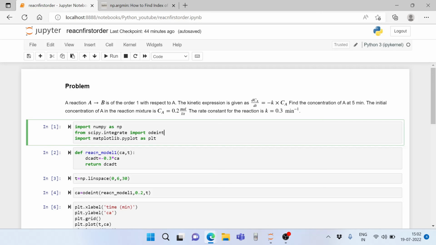More such lectures will be coming, and you will really enjoy using Python for solving problems in chemical engineering. My aim would be first to take up problems in chemical reaction engineering, and later on take it to other areas.